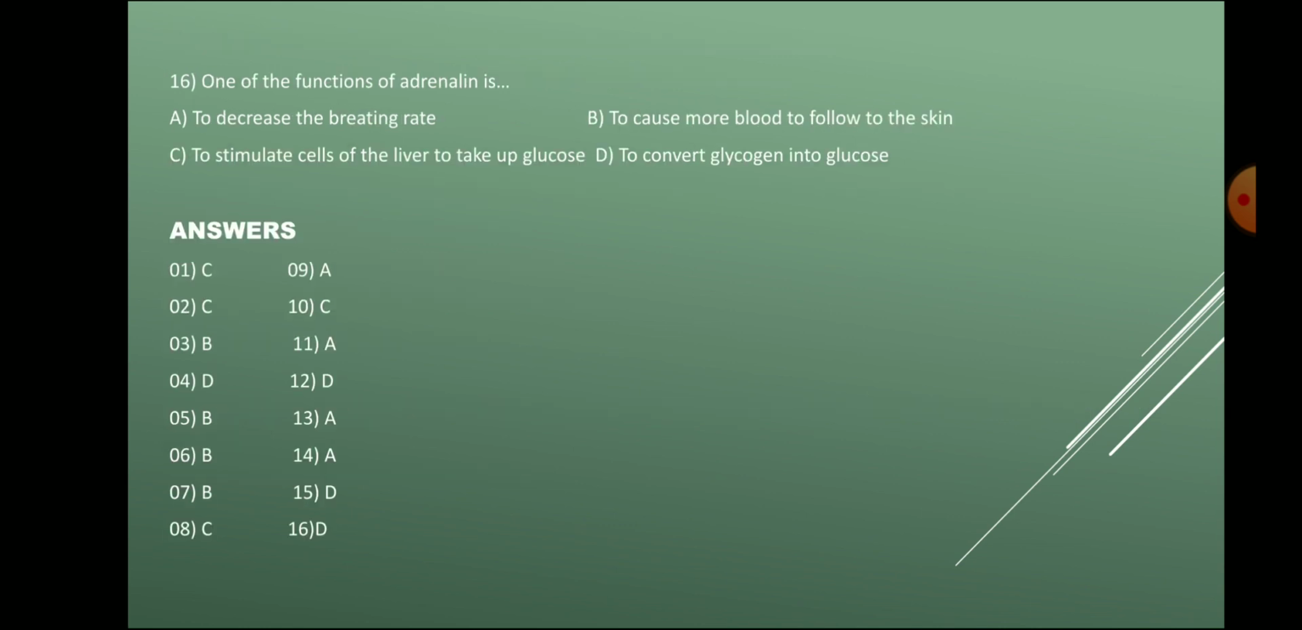Now the next question is, one of the functions of adrenaline is: A, to decrease breathing rate. B, to cause more blood to flow to the skin. C, to stimulate cells of the liver to take up glucose and to convert glycogen into glucose. So the correct option is to convert glycogen into glucose.